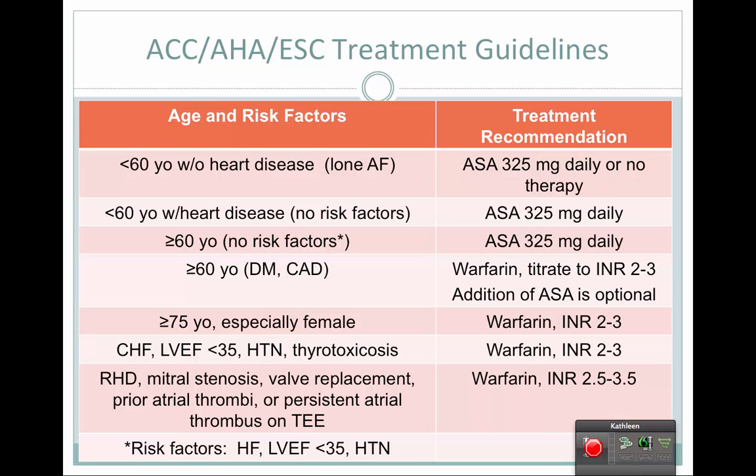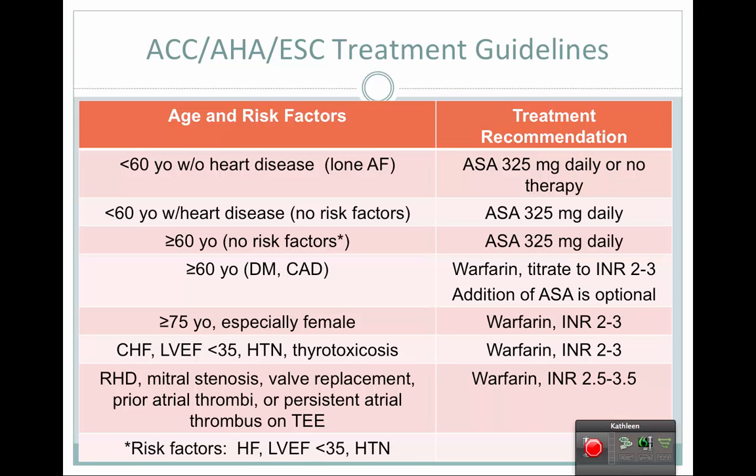So age and risk factors: someone who's less than 60 without heart disease, or lone AFib, the treatment recommendation is aspirin 325 milligrams daily or no therapy. Someone who's less than 60 with heart disease, no risk factors, aspirin 325 milligrams daily. Someone who's greater than 60, no risk factors, aspirin 325 milligrams daily.